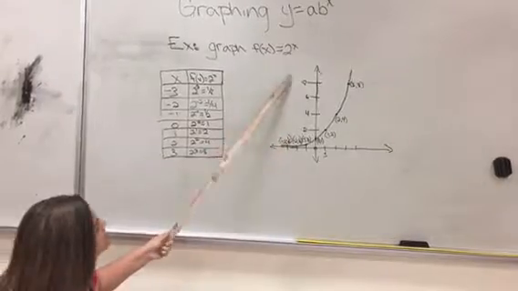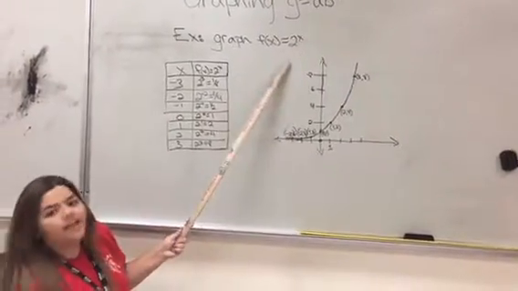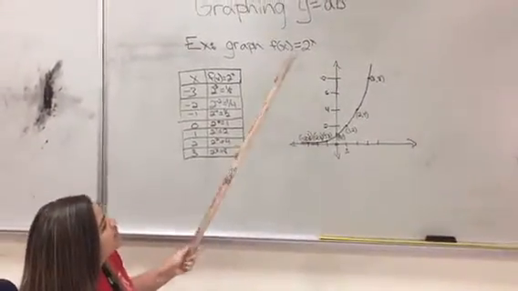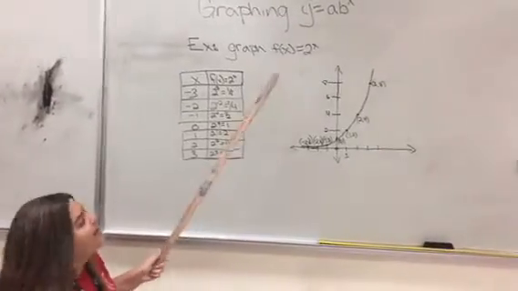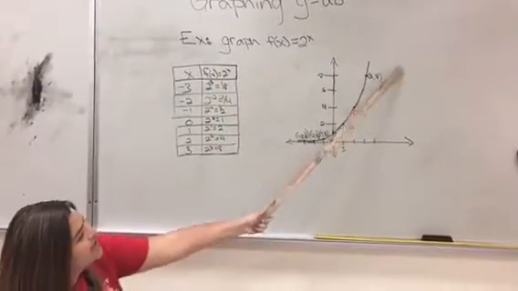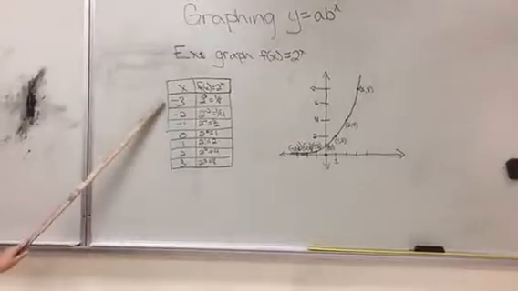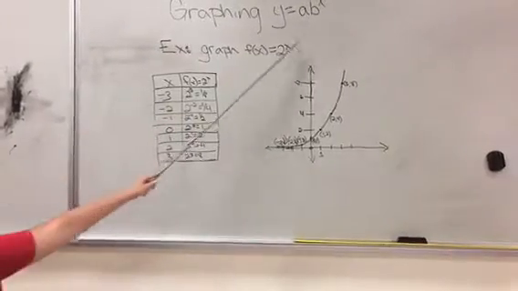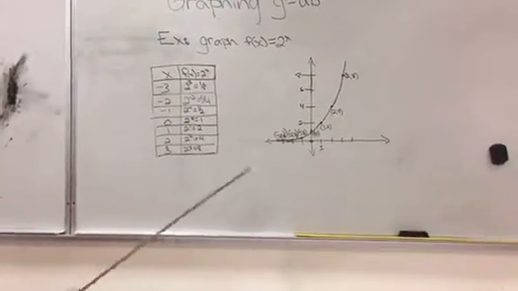Now this 2 is going to be b because there's no a. And because this b is greater than 1, the exponential graph goes up. So if we plug in these x's to the power of x, this is what we'll get to make the graph an exponential graph.